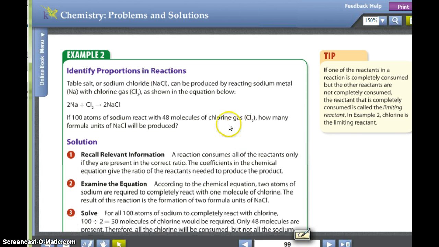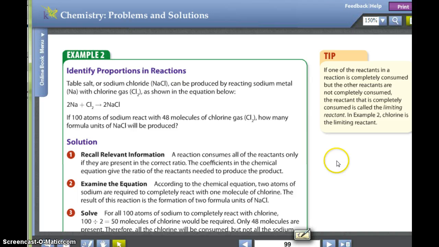Example 2. Identify proportions in reactants. So let's look at the tip first. If one of the reactants in a reaction is completely consumed or used up, but the other reactants are not completely consumed, so you have leftover, like I talked about having leftover eggs when you bake cookies, the reactant that is completely consumed is called the limiting reactant. In example 2, chlorine is the limiting reactant.